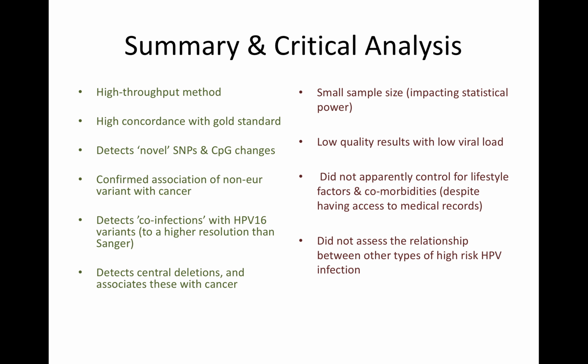However, the study had a low sample size, which limits its statistical power. Furthermore, 9.6% of the samples were of low quality due to low viral load, hindering analysis. This study also makes no mention of controlling for the lifestyle factors or comorbidities of women, despite mentioning access to electronic health records and evidence in the literature that these factors, especially smoking status, affect risk. Lastly, the relationship of types of other high-risk HPV infection was ignored, although perhaps this was outside the remit of this particular study.